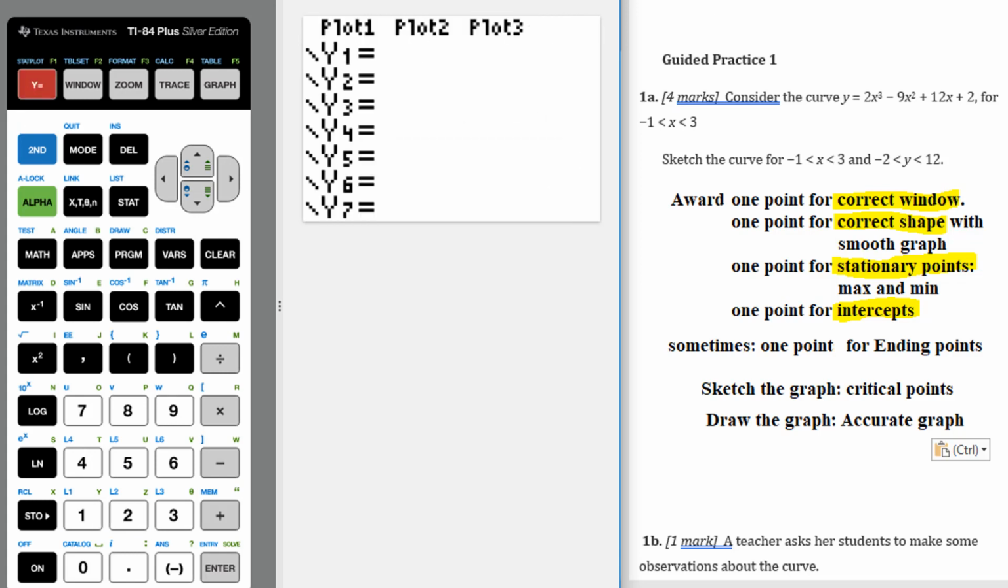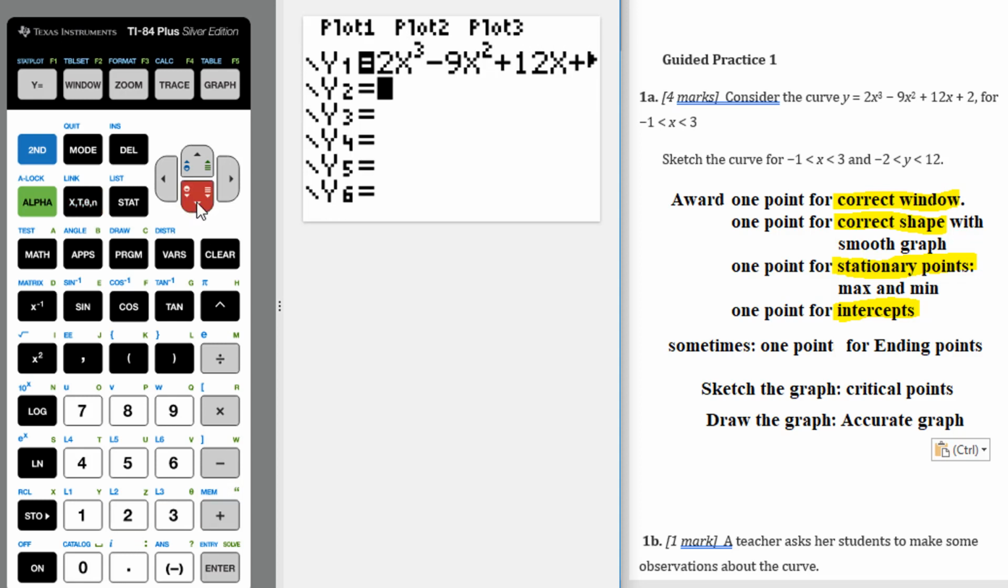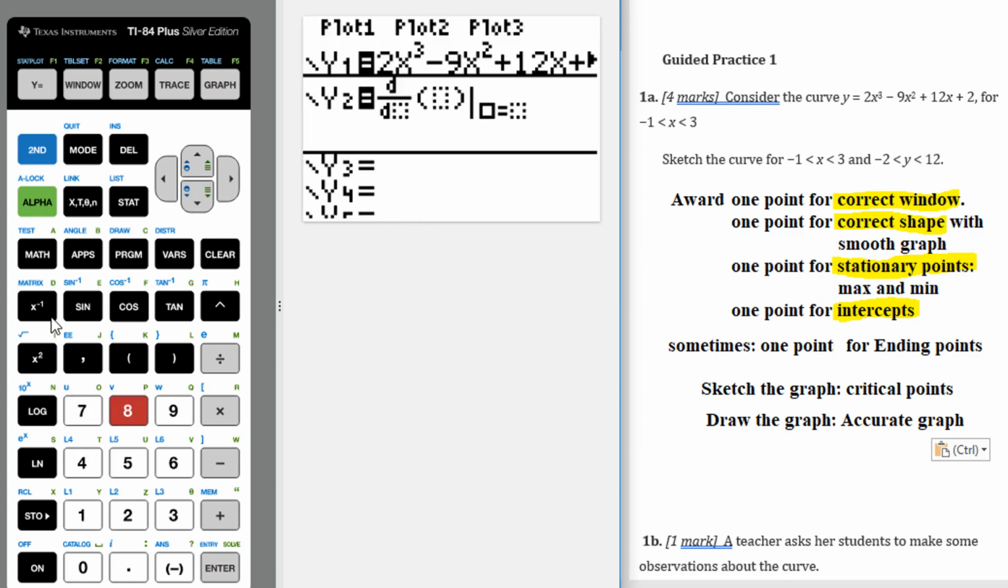Now I go to y equals. I put in 2x to the third power, then minus 9x squared, plus 12x, then plus 2. For y2, we put in math 8, the derivative function. Here's x. This will be alpha trace. Enter, get y1.